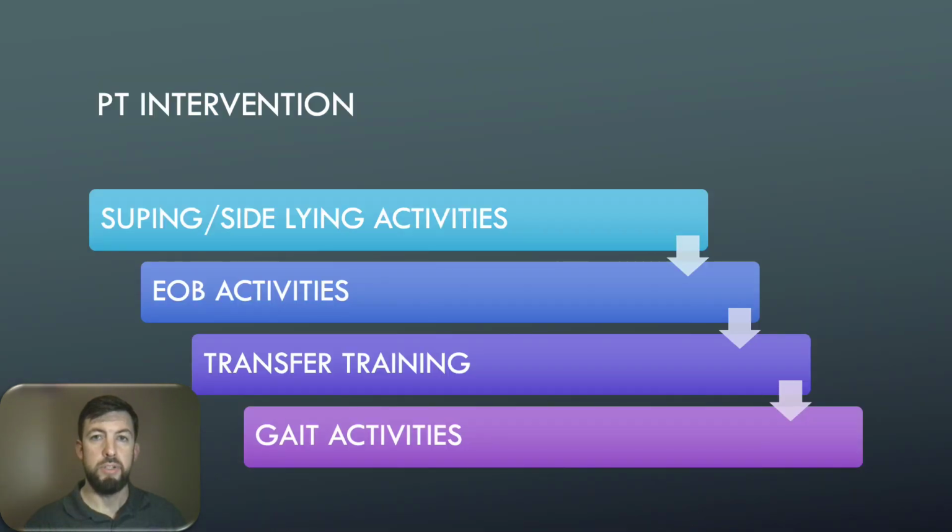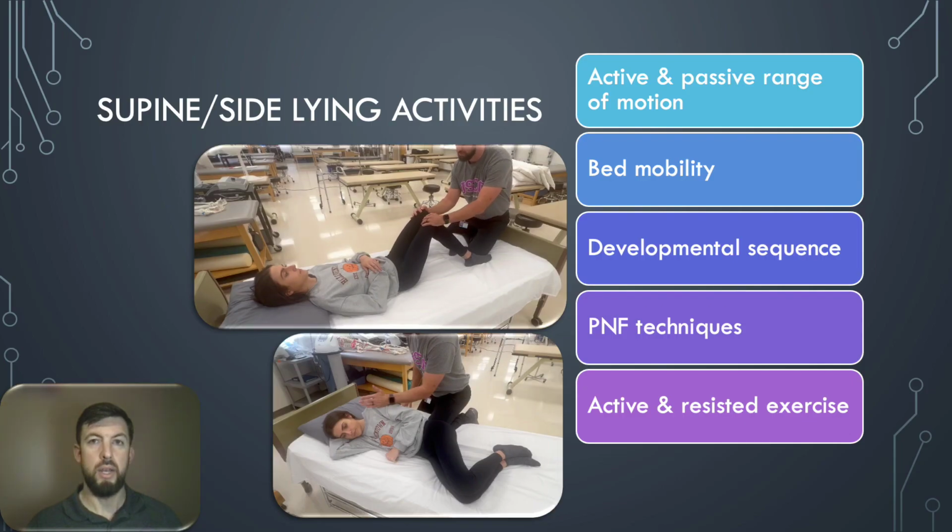Some skilled interventions that we as PTAs can introduce are supine and side-lying activities, edge of bed activities, transfer activities, and gait training. Supine and side-lying activities may include active and passive range of motion, bed mobility, developmental sequence activities, PNF techniques, and active and resistive exercise.